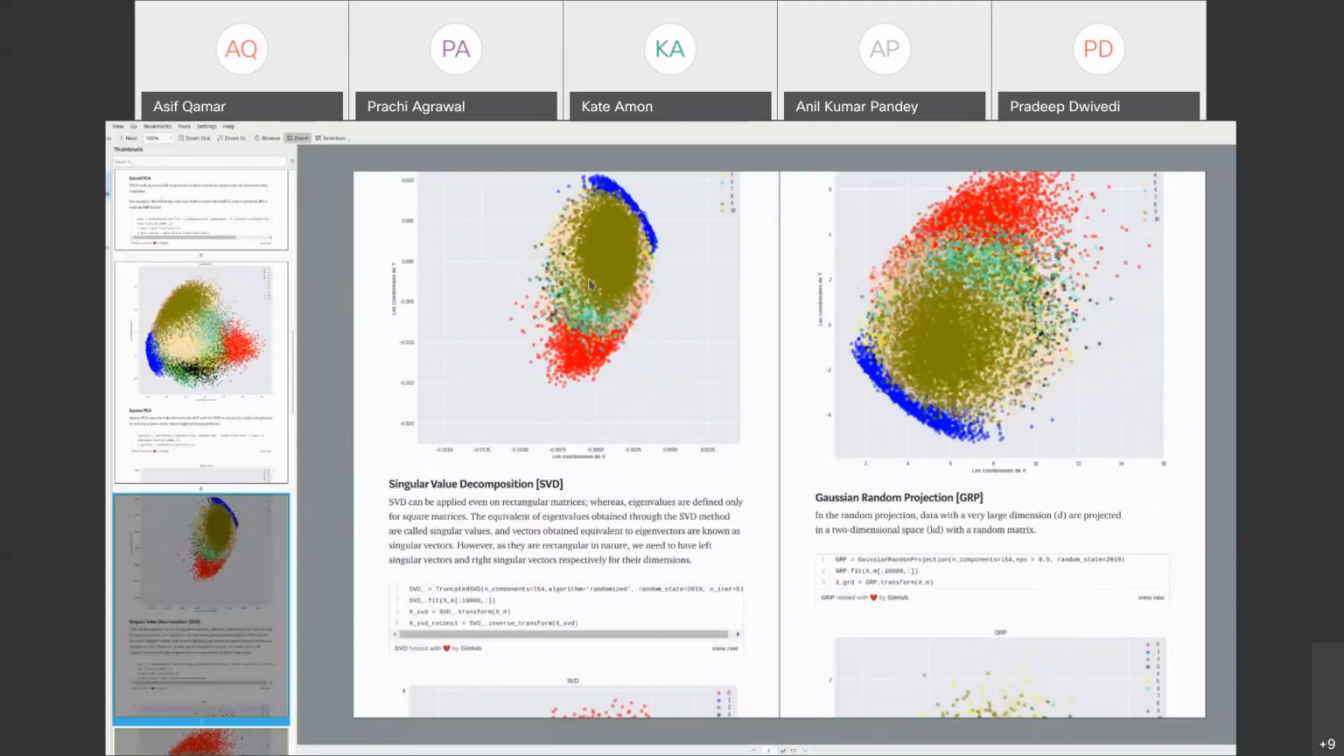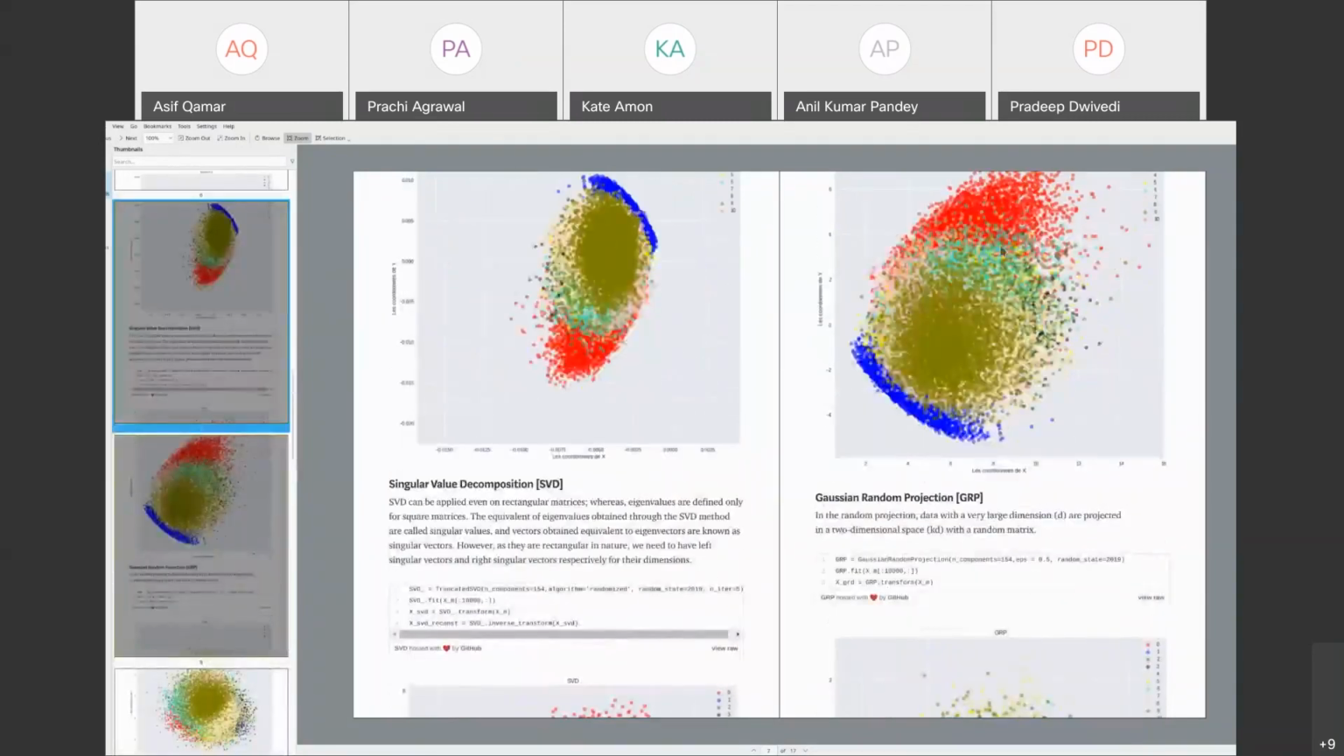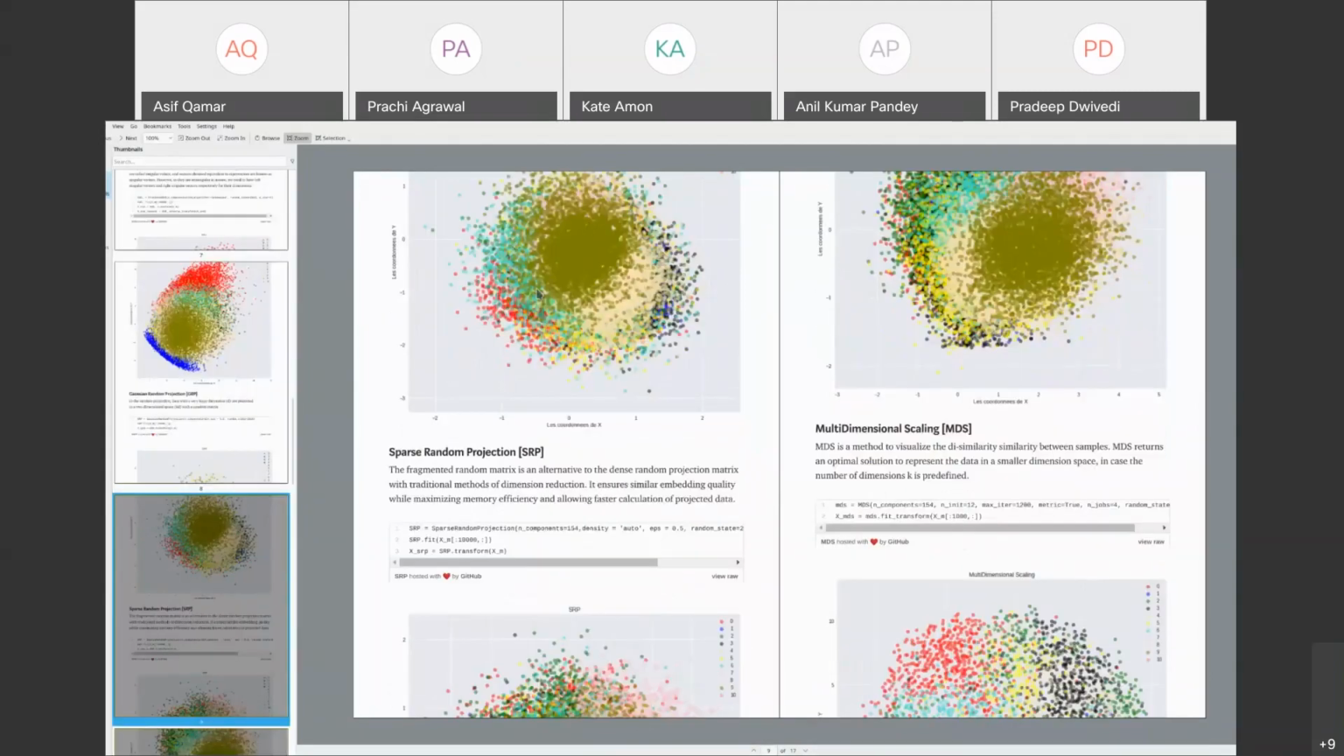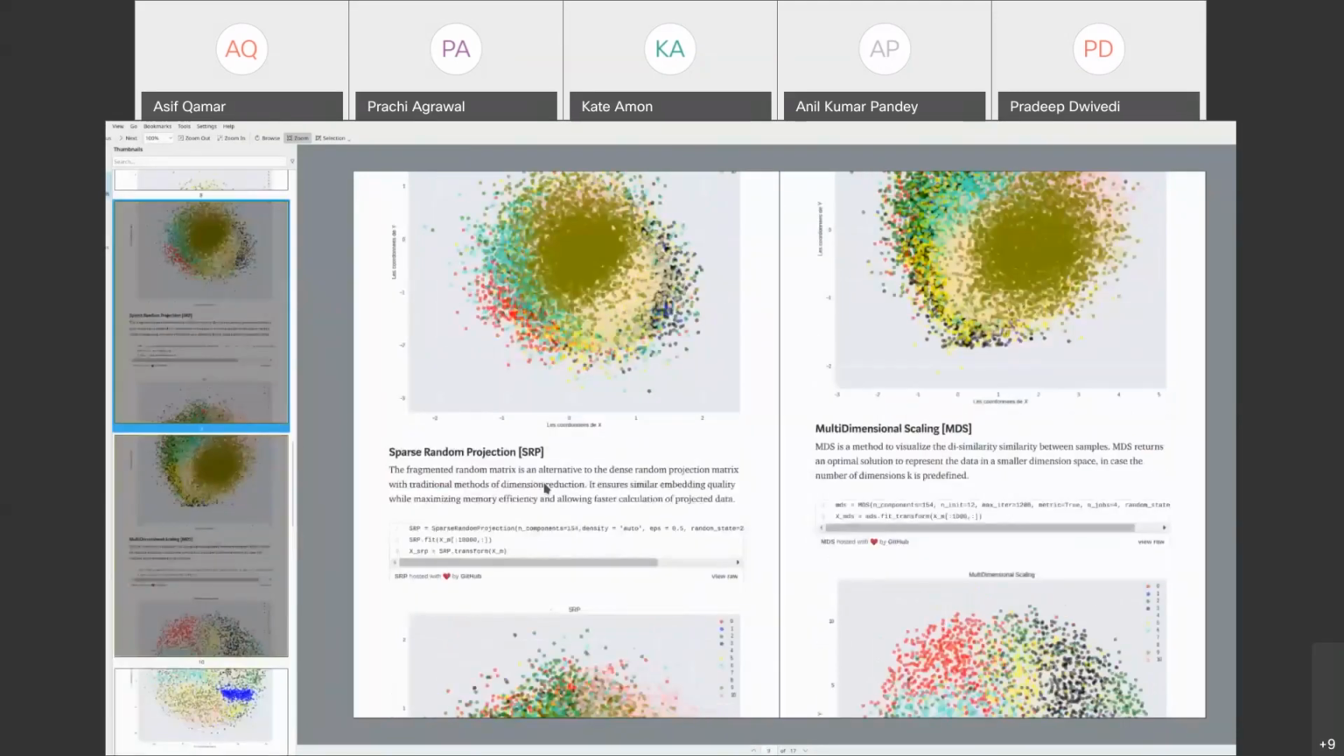Singular value decomposition leads to a different kind of result. Singular value decomposition is like the eigenvalue decomposition I just talked about. The results are like this. Then you have something called Gaussian random projection. One more interesting method, which produces, well, probably not so impressive results in this particular case. All these different types are literally sitting on top of each other, not very impressive. Then there is sparse random projection. Again, not terribly useful.